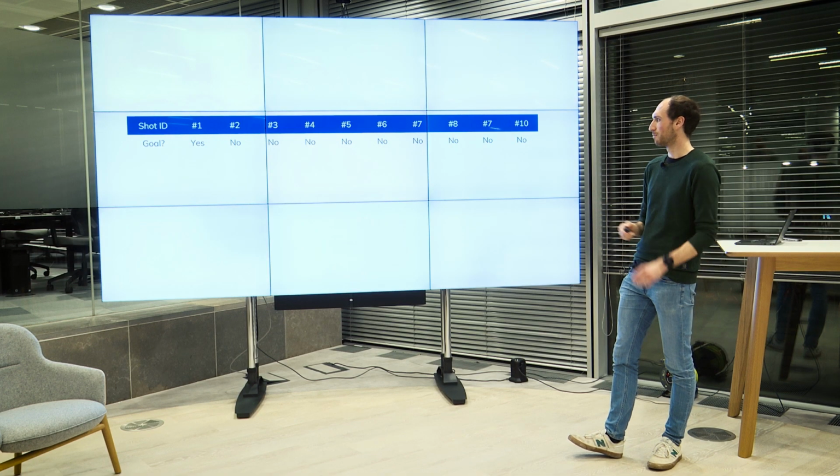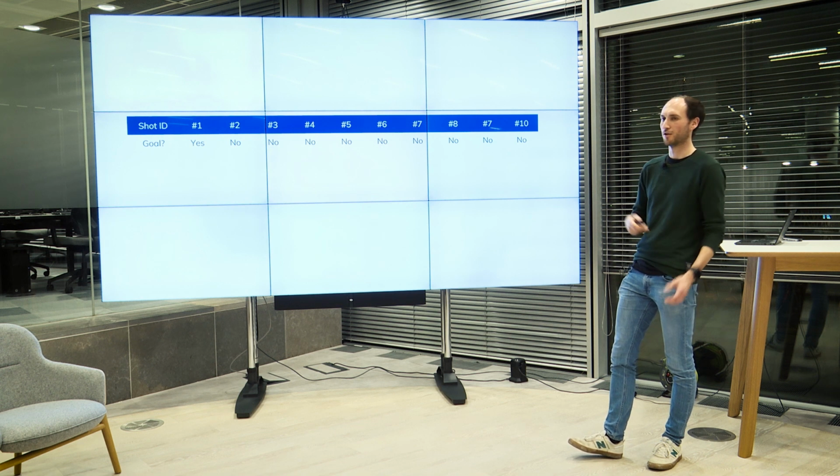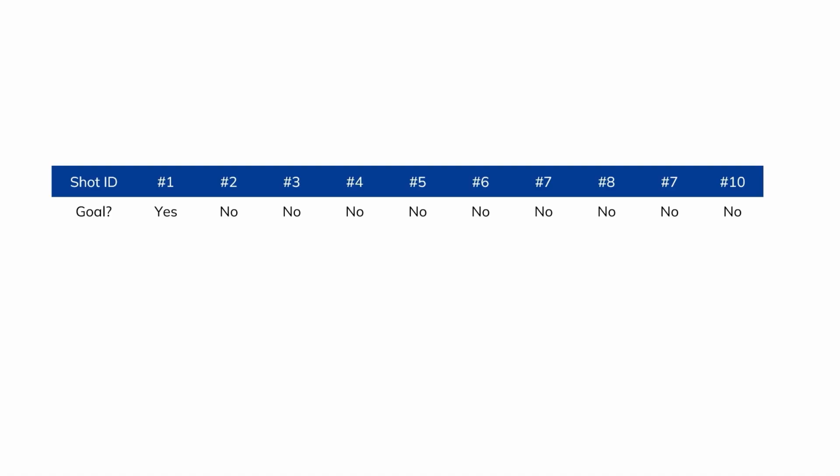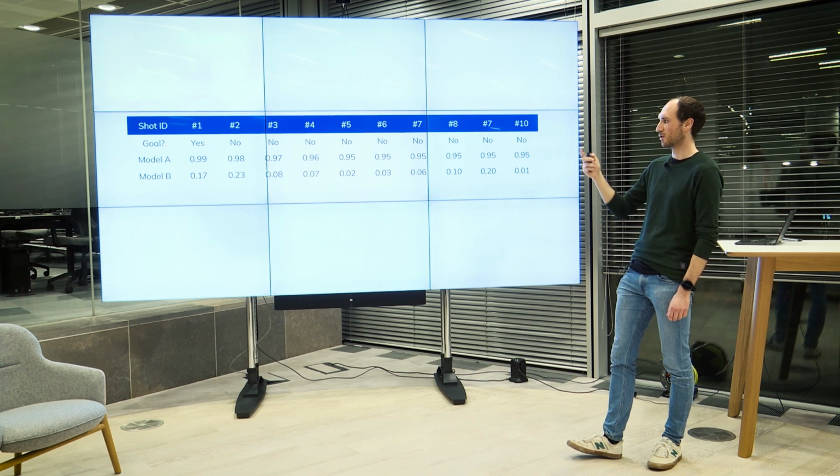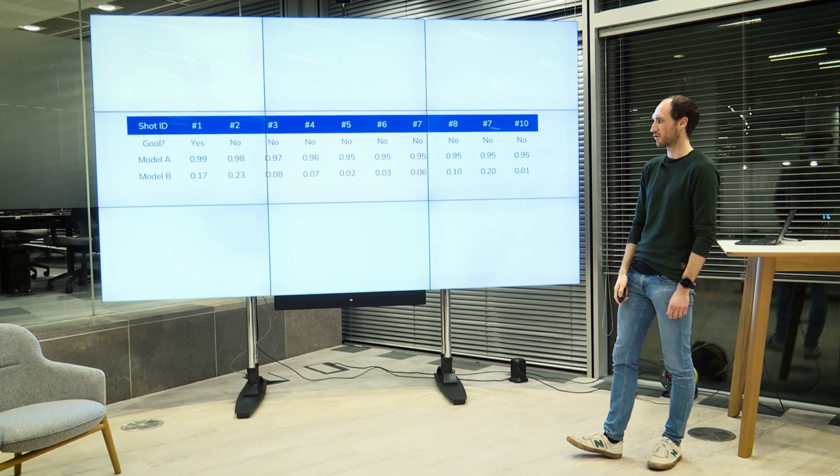So we have this very basic data set of 10 shots, and as you probably know, approximately 1 of 10 shots results in a goal. So the first shot results in a goal, and the other 9 are a miss. And then we have these two XG models. A first model, model A, which is very confident and assigns a probability over 90% to each shot. And then a model B, which assigns more realistic probabilities, but it gives a higher probability to the second shot, which didn't result in a goal, than the first shot.